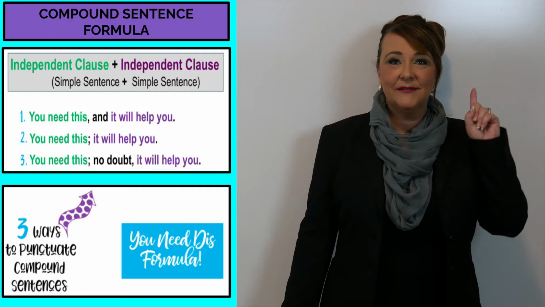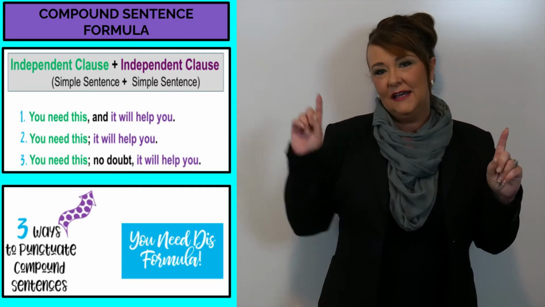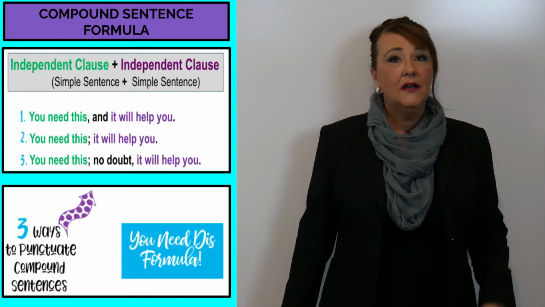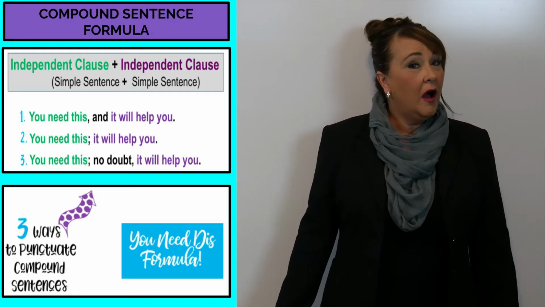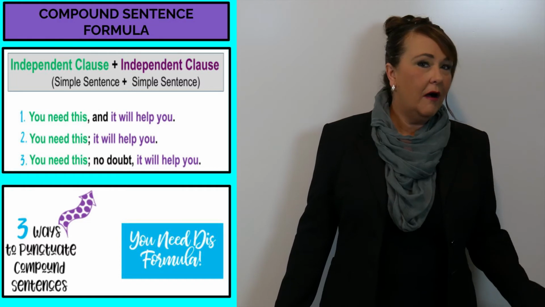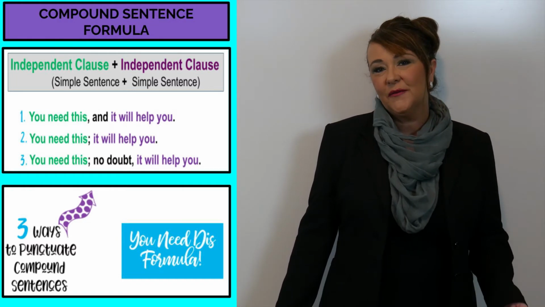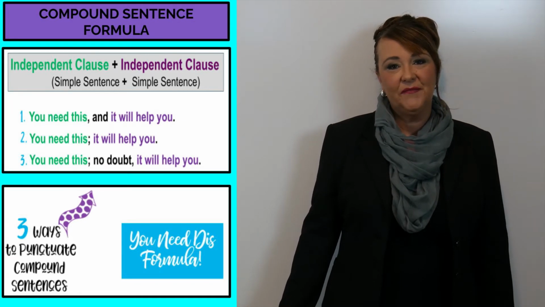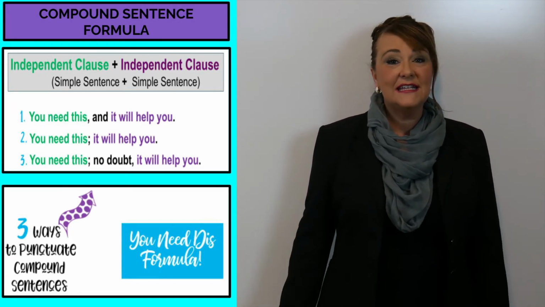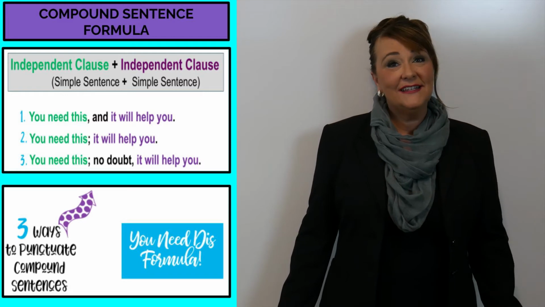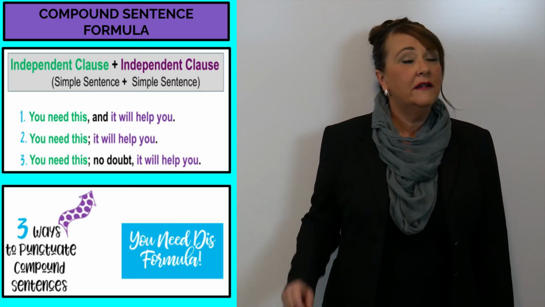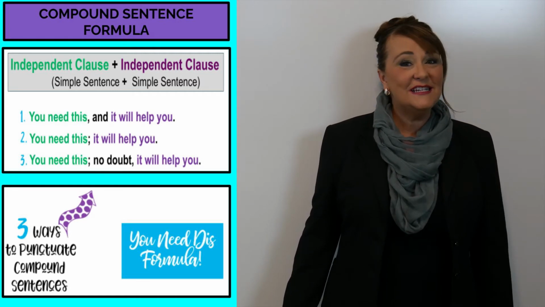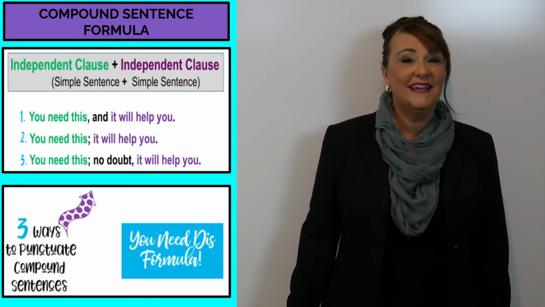"You need this, and it will help you." That's a compound sentence. You can use a comma: "You need this, comma, and it will help you." That one has a comma and a conjunction. Let's look at the second example. "You need this; it will help you." It's still a compound sentence, joined together differently.